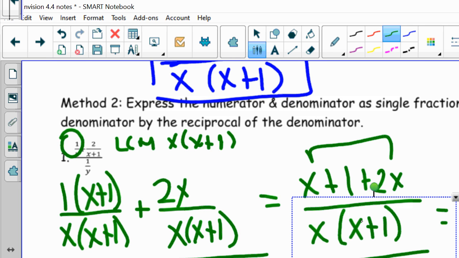Okay? So now it says multiply the numerator of the denominator by the reciprocal of the denominator. So now I take what's down here, reciprocal, flip and multiply. Multiply by y over 1. Whatever I do down there, I have to do up here. The reason I do that, it cancels down here.